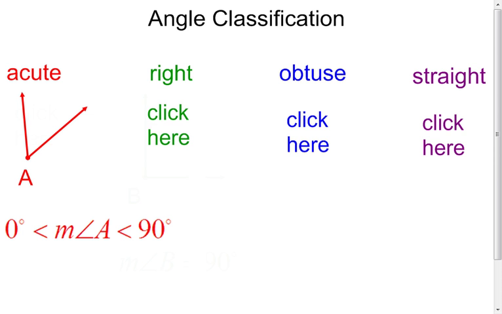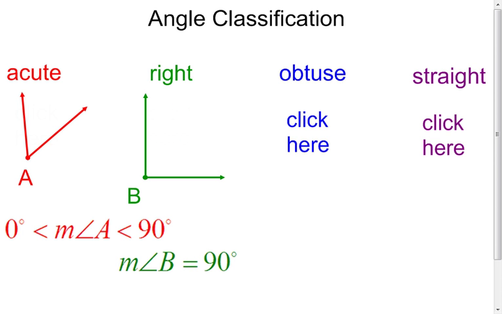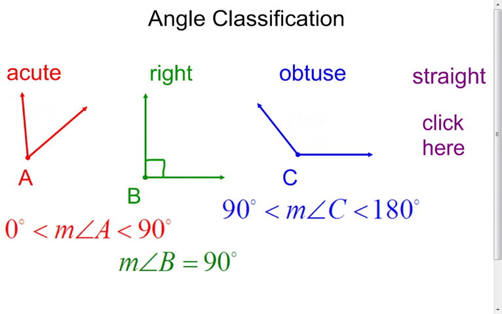A right angle, that's your 90-degree angle. The measure of it equals 90 degrees. And a lot of times in the pictures, to show it so you know that it's 90 degrees, I'm going to put a little right angle symbol in there, the little square. The obtuse angle, that's one that's somewhere between 90 and 180. And again, cannot be 90 degrees and it cannot be 180 degrees, but anything in between would justify obtuse.